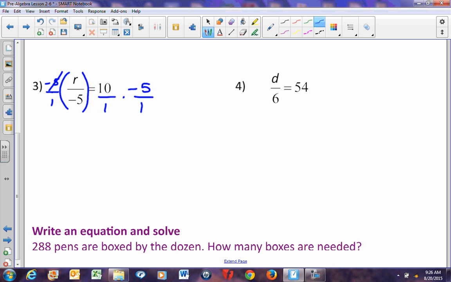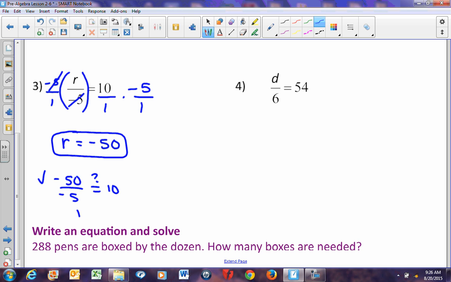So these negative 5's will cancel out, leaving you with a positive r. And 10 times negative 5 is negative 50. 1 times 1 is 1, and we can just do that off the bottom. So r equals negative 50. And again, you can check this. Negative 50 divided by negative 5, does that equal 10? Yes, it does. 10 equals 10, so it checks.